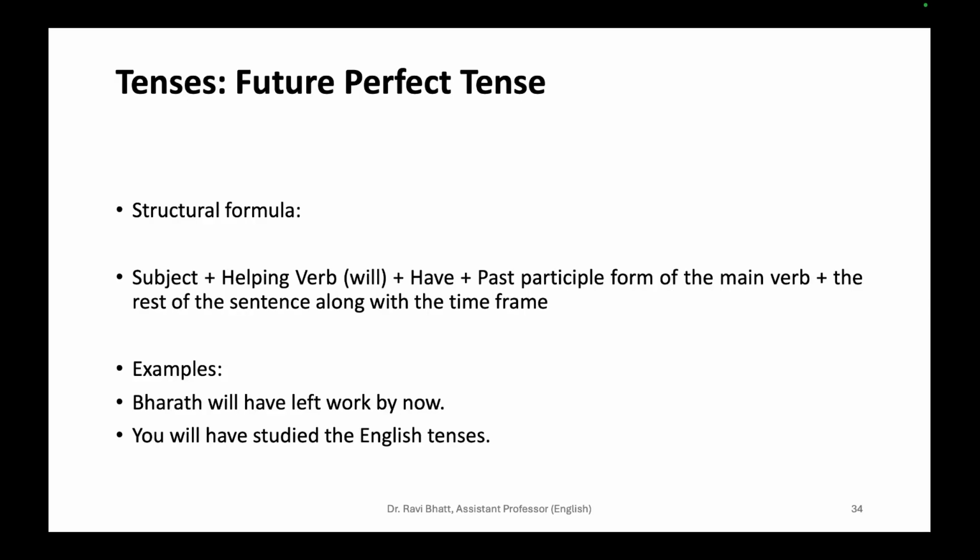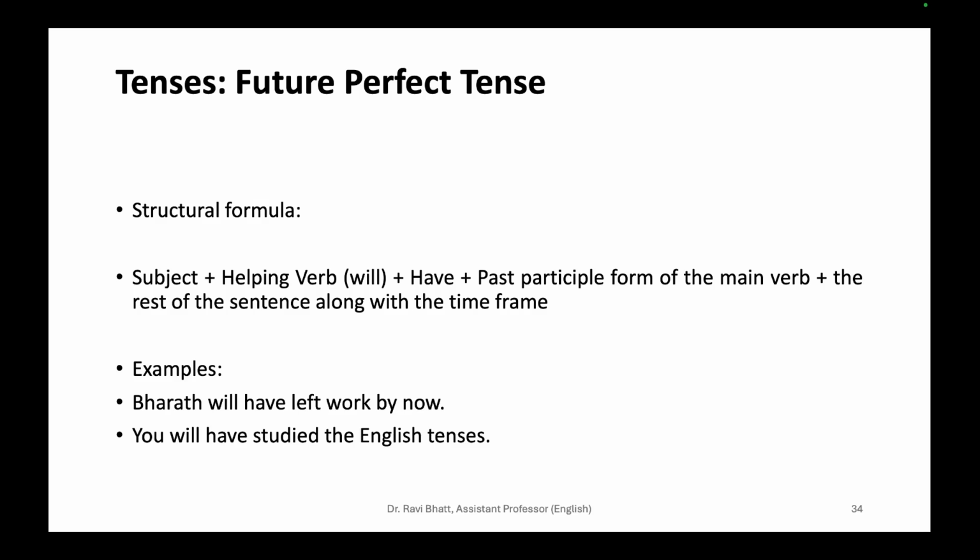Now, as far as the last tense is concerned, let's talk about future perfect tense. Now, when we talk about future perfect tense, so students, whenever we talk about a finished action with reference to the future, then we'll use future perfect tense. For example, I am talking about an action that will be finished by a certain time reference in the future. So what is that? That is future perfect.